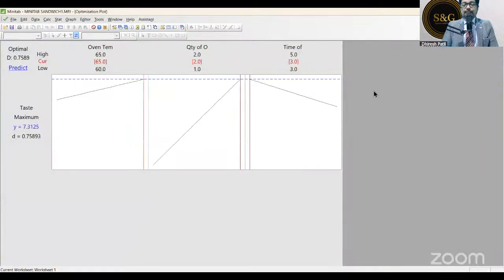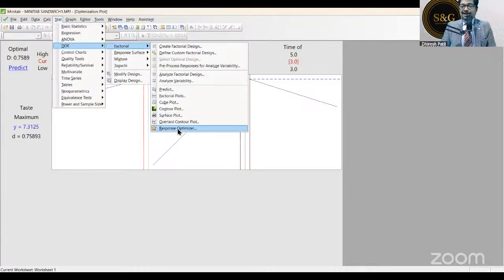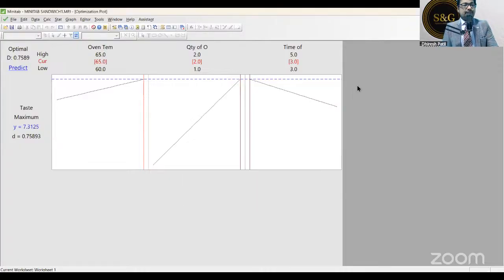Everybody with me, just give me yes in the chat box. I repeat again, Stat, DOE, Factorial, Response Optimizer. Select maximize for the test goal and hit OK and you will reach here. Just give me yes if you are here with me.